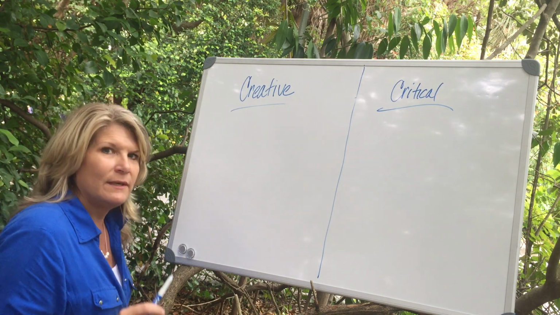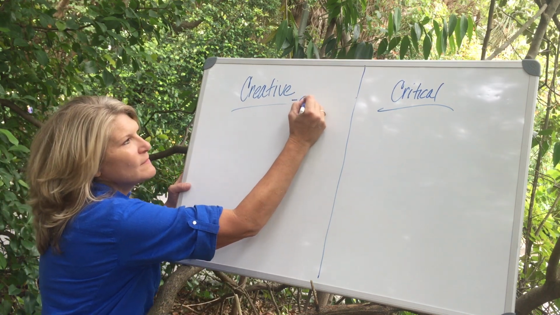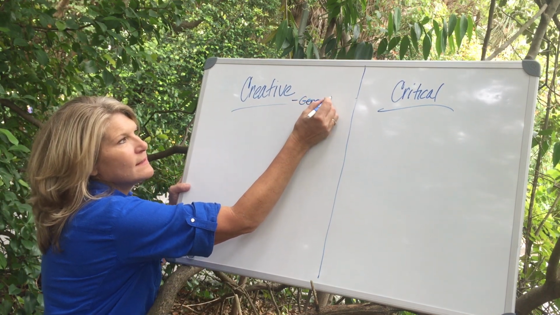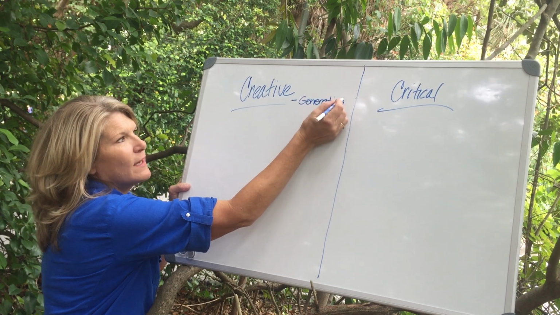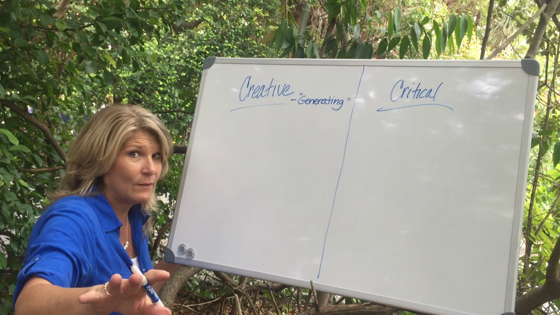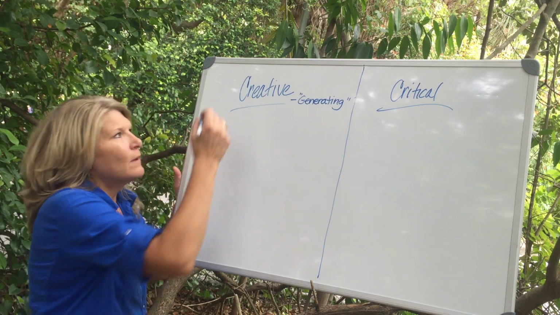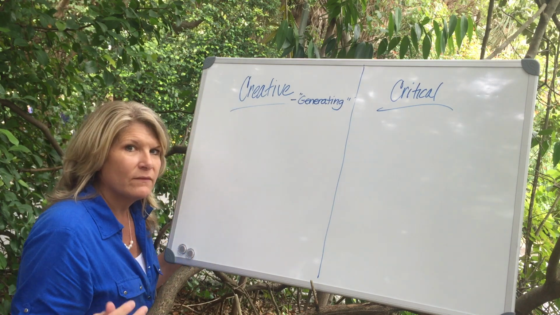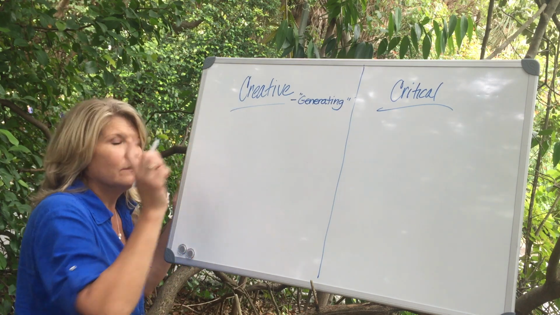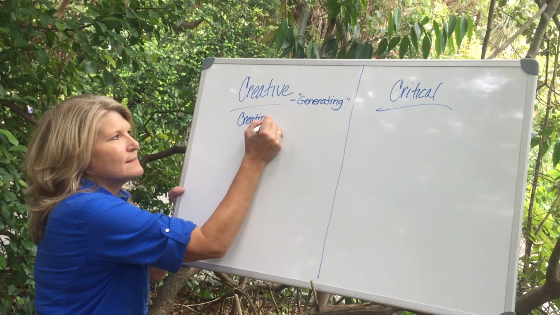So let me teach you a key word to learn what creative problem solving is. Creative problem solving is generating. Now go ahead and write this down. I want you to write all these notes on your paper because you're going to need to know it. Generating means what? Creating. So under creative problem solving or creative thinking, you're creating ideas. You're generating ideas.